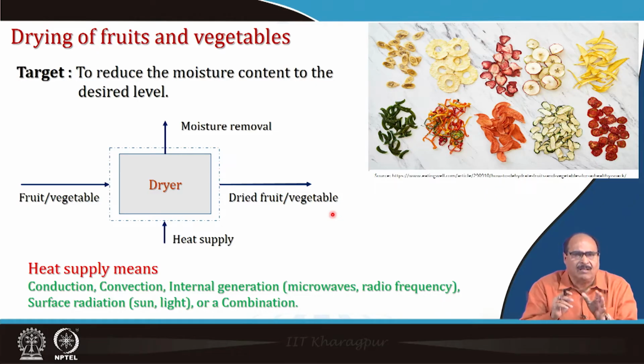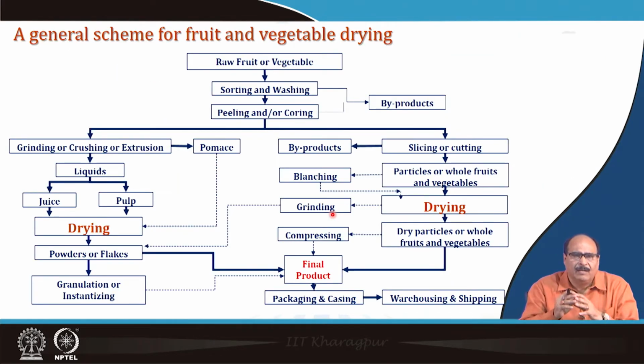In general, the heat supply sources may be conduction, convection, internal generation of heat through microwaves, radio frequency, etc., or even surface radiation like sunlight, or a combination thereof of various methods. In this process flow, I have just tried to give you a general scheme of fruit and vegetable drying.